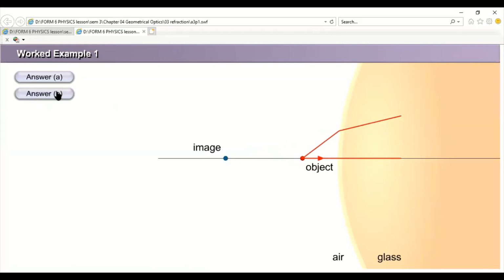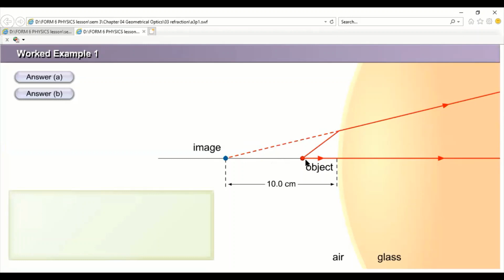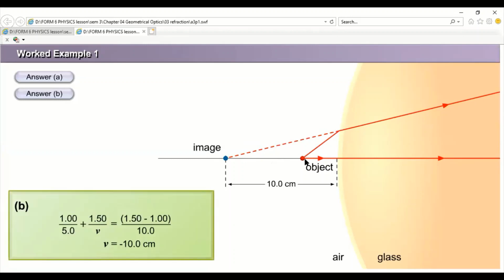Example 2. If the object is placed in front of the convex surface, where refraction happens and forms the image behind the object, or still in front of the convex surface, where u is equal to, let's say, 5 cm, the refractive index of air is 1, refractive index of glass is 1.5. What will be the image distance?